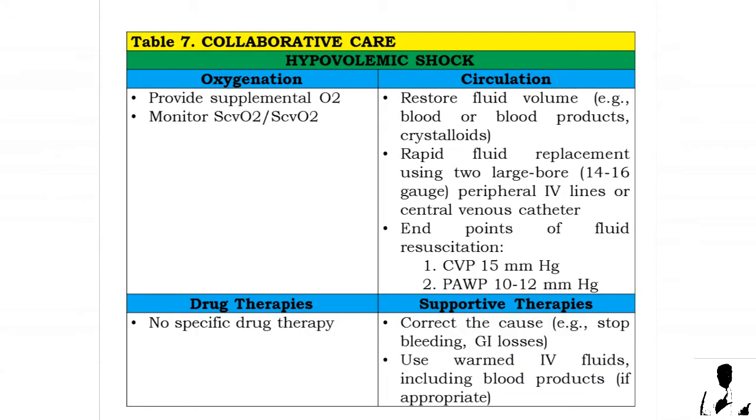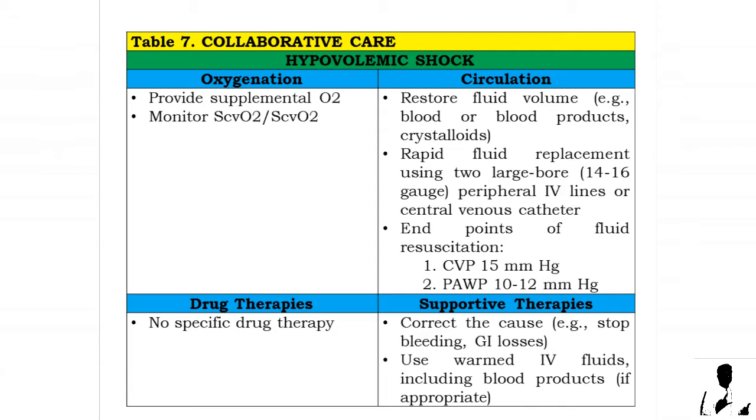Hypovolemic shock. Under oxygenation: provide supplemental oxygen and monitor central venous oxygen saturation. Under circulation: restore fluid volume, for instance, blood or blood products, crystalloids. Rapid fluid replacement using two large bore, 14 to 16 gauge, peripheral intravenous lines or central venous catheter, and endpoints of fluid resuscitation: 1. Central venous pressure is 15 mm mercury, and 2. Pulmonary artery wedge pressure is 10 to 12 mm mercury.